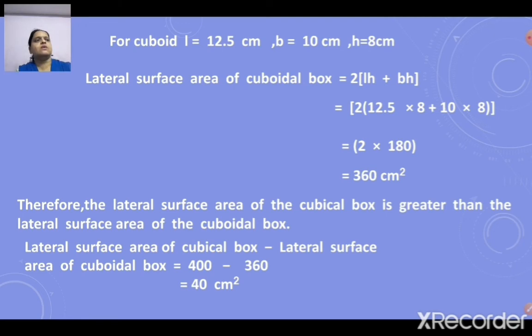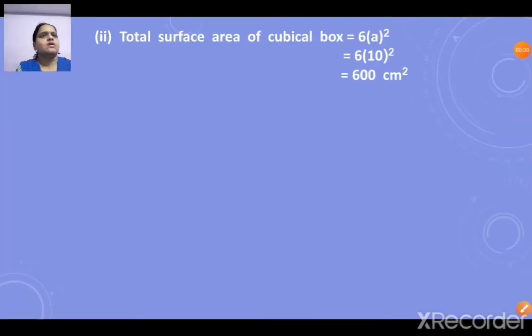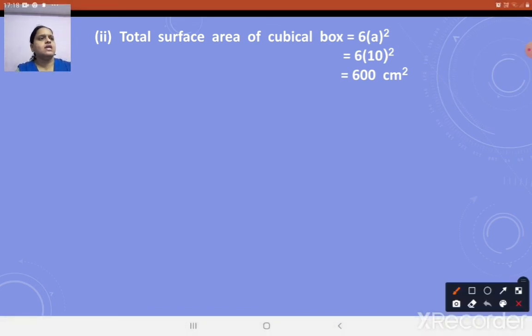Similarly, now we have to compare the total surface area. So the total surface area of the cubical box is 6a square. Yes, what is the a value? A is 10. So substitute 6 into 10 square. 10 square is 100. 100 times 6 is 600.